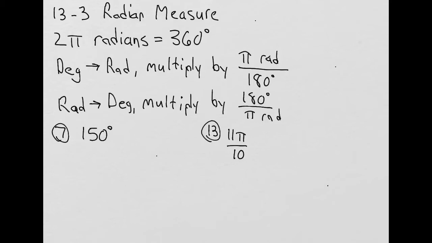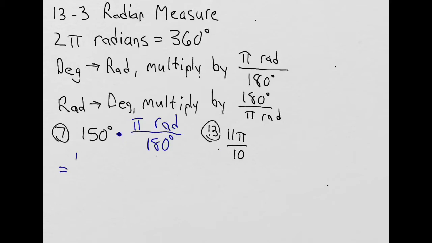So let's take a look at number 7 here. Number 7, we have 150 degrees, and we want to convert it to radians. If we look up above, from degrees to radians, we multiply by pi radians over 180 degrees. Okay, so now all I'm going to do is simplify.